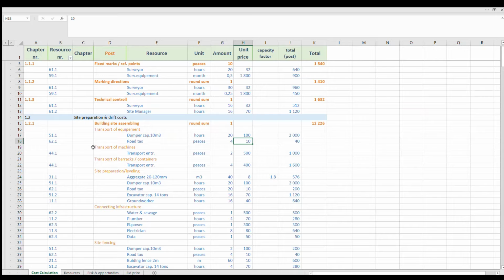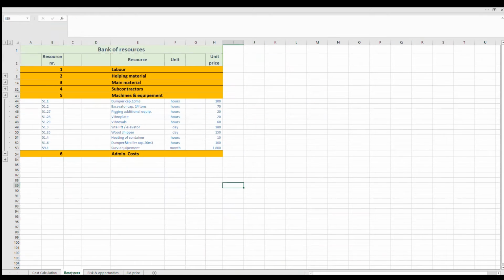So for transport of machines, I cannot use my dumper. I must engage some subcontractor here. So I will use some transport entrepreneur, both for machines and barracks and containers here. And as you can see in resource number, it's really important to hold to the right number. So number 4 is reserved for subcontractors here.